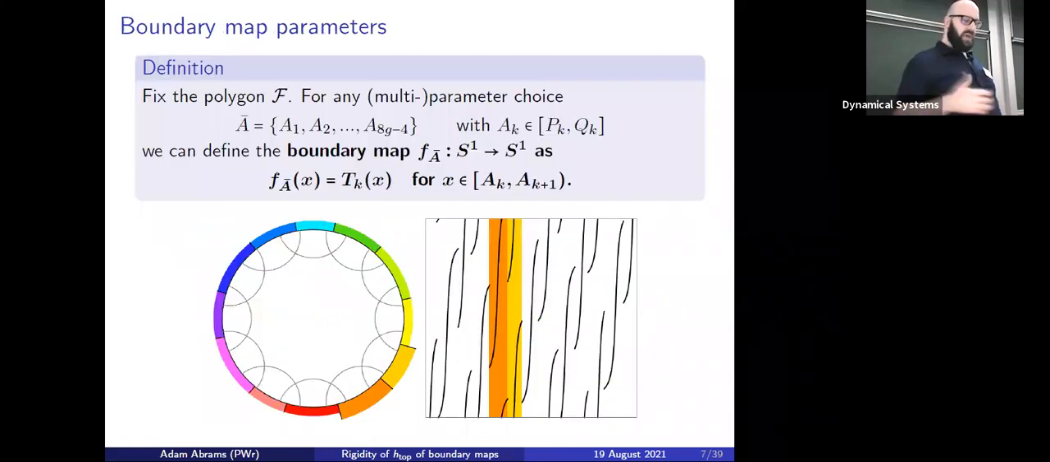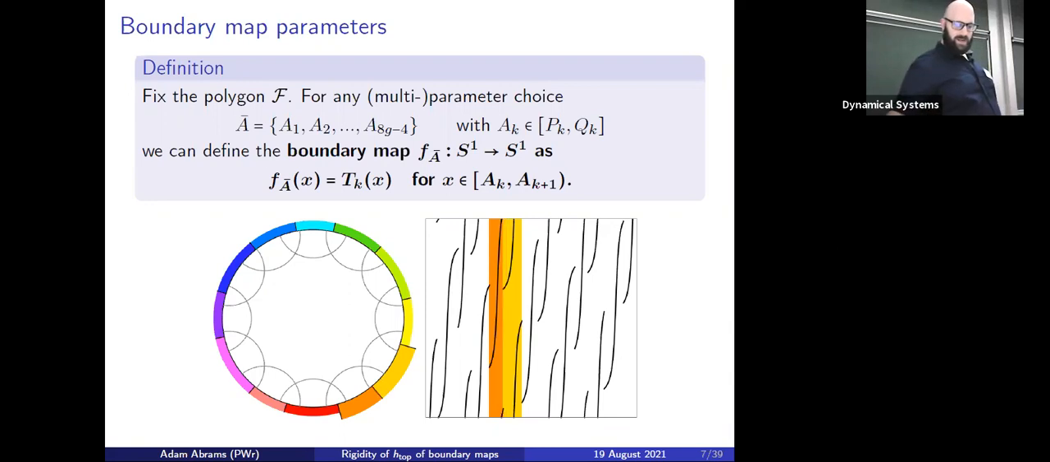The other change we could make is to alter the intervals where we use these maps. And so this is really the main object that I want to talk about today. When I say boundary map, what I mean is this map capital F sub capital A. Capital A bar is a multi-parameter, so it's a list of 12 numbers for genus 2, each in between P_k and Q_k. And the animation that you saw on the title slide was showing changes in these parameters.